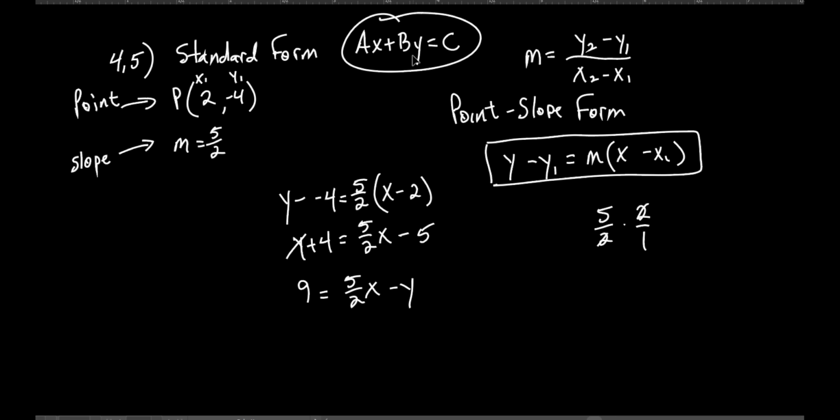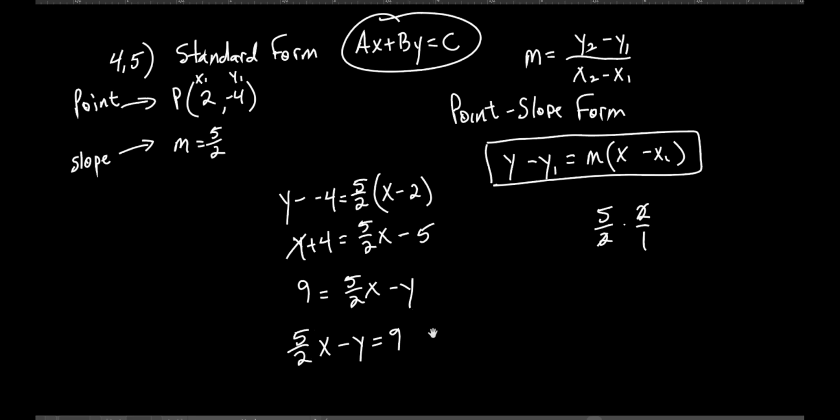does this look like this? It doesn't. If you wanted to make it look a little bit more like it, you could just go 5 halves x minus y equals 9. Now it kind of looks like that, doesn't it? Except for one thing. What do we say has to be true to be in standard form? You can't have any what? Fractions. Well, we got a fraction, right?